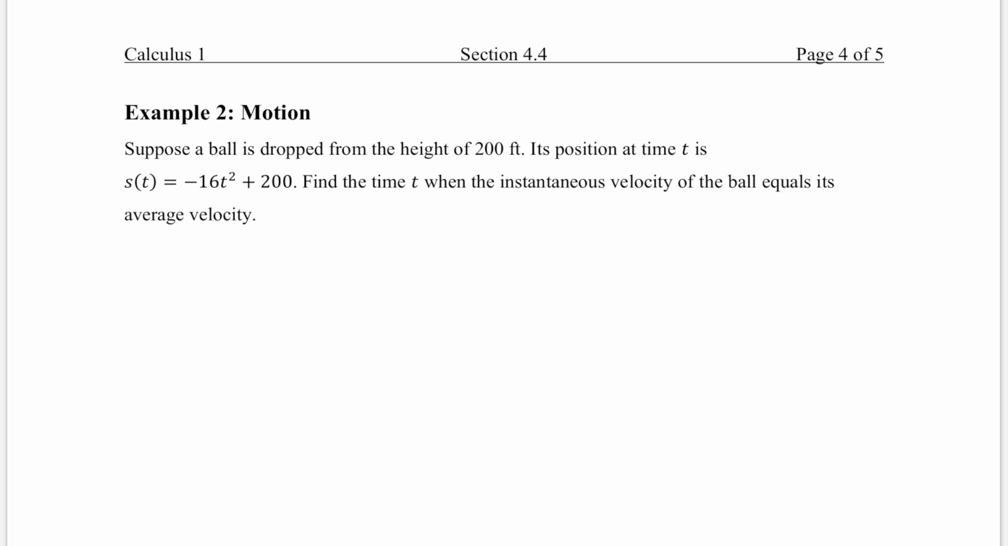Example 2. Suppose a ball is dropped from the height of 200 feet. Its position at time t is s of t equals negative 16t squared plus 200. Our goal is to find a time when the instantaneous velocity equals the average velocity.